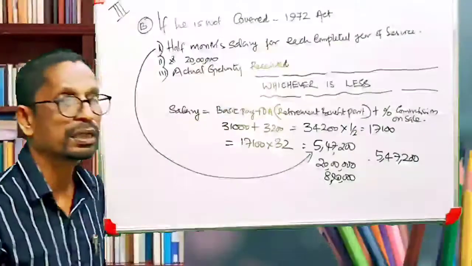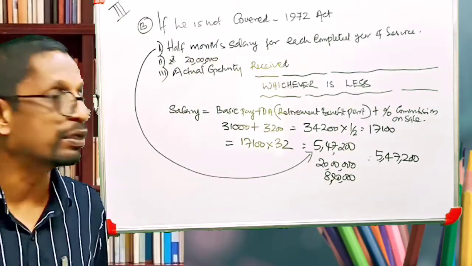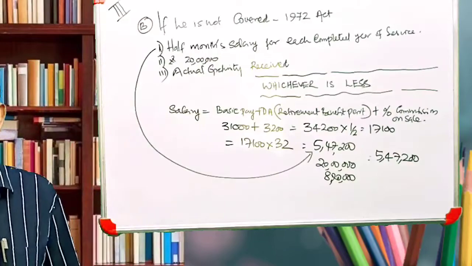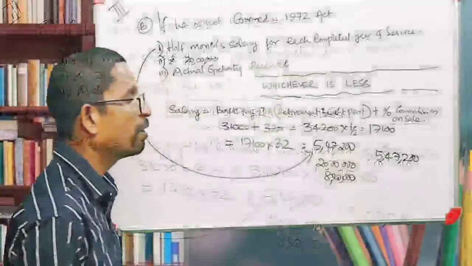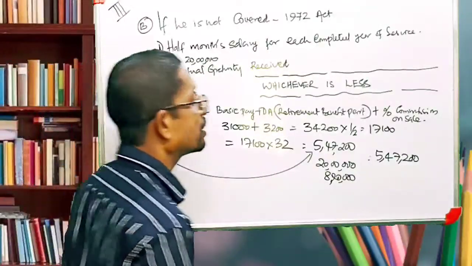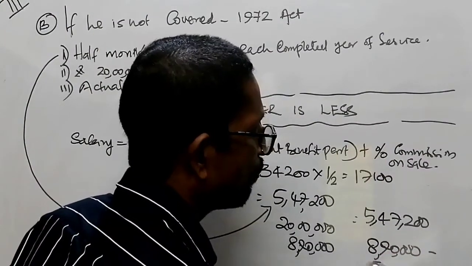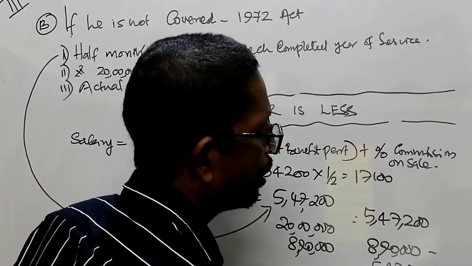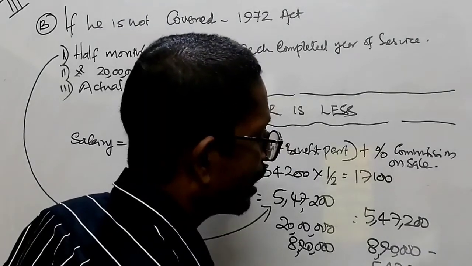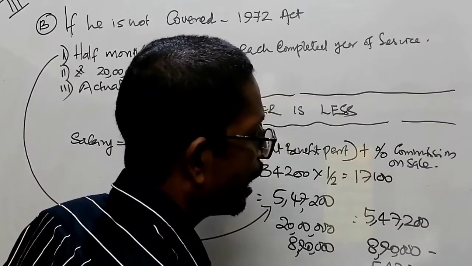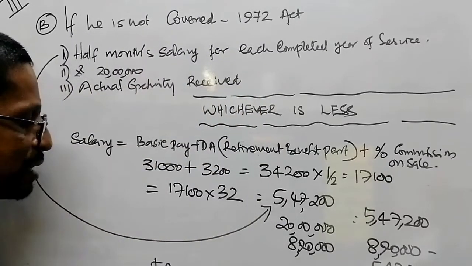5,47,200. That means Mr. John will get the exemption up to rupees how much now? 5,47,200 out of the total amount received. So taxable how much now? 5,47,200 will be deducted from where? From the gratuity received. That means 8,90,000 minus 5,47,200. That is how much now? That is equal to 3,42,800. So this is the amount of taxable gratuity here.